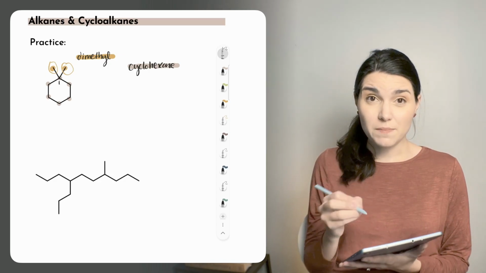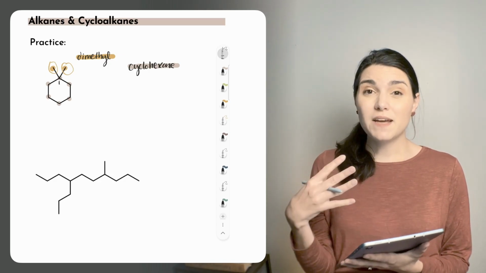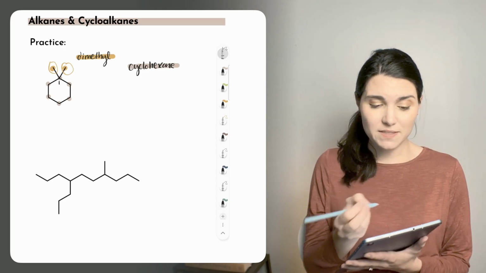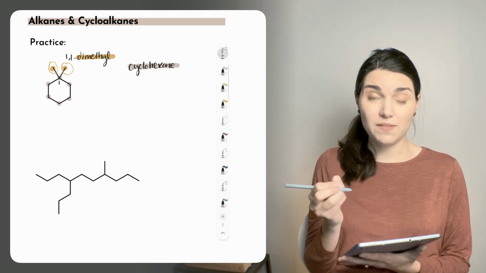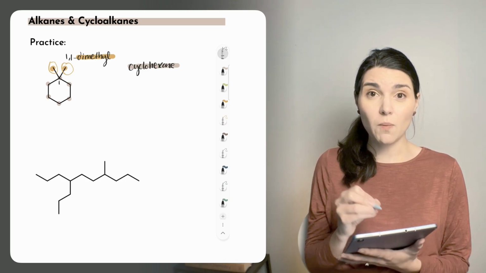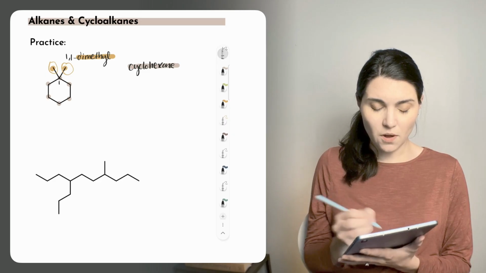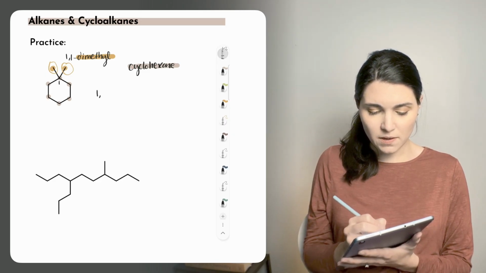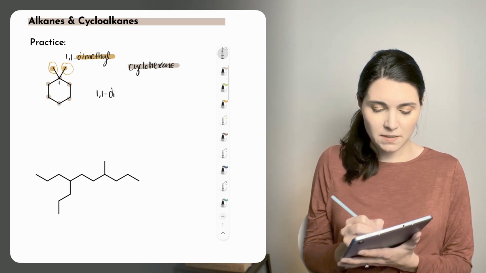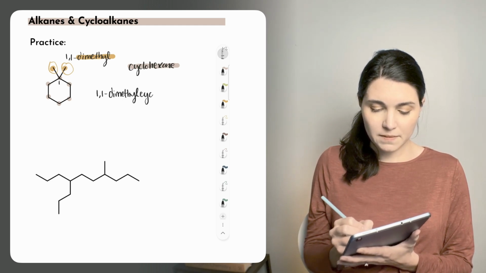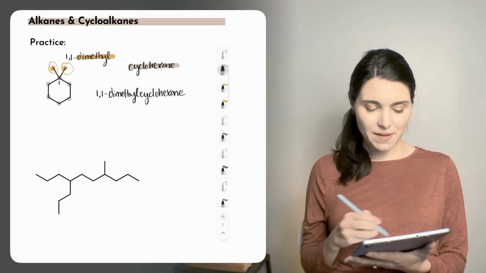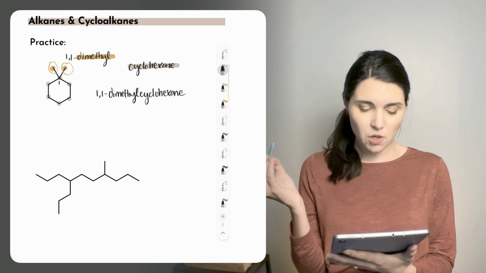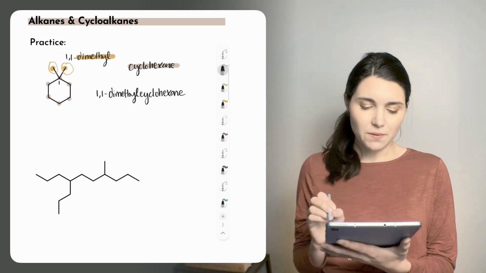And both of the methyl groups are on carbon 1, so we have to actually state the locant 1 twice, just to be super clear that there are two methyl groups and they're both in the same spot. So that's going to look like 1,1-dimethyl. So altogether, this is 1,1-dimethylcyclohexane.